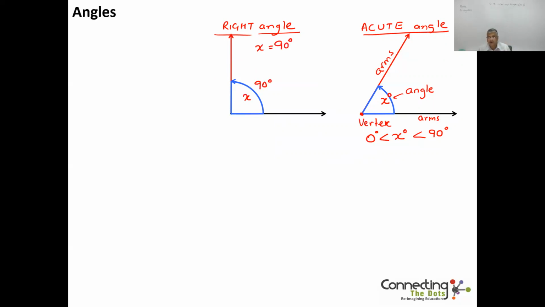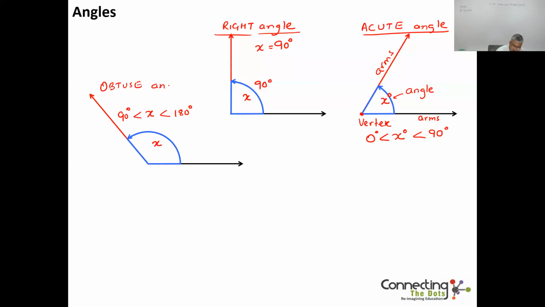More than 90 degrees. What is that angle called? Correct. Obtuse angle. It's typically like this. Visually you can see it is more than 90 degrees, correct? If this is the angle, then it is more than 90 degrees, but it should be less than 180 degrees. So what are such angles called? Obtuse angle. An obtuse angle is more than 90 and less than 180.